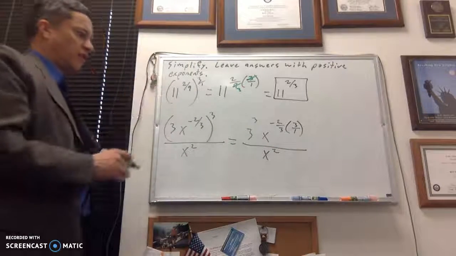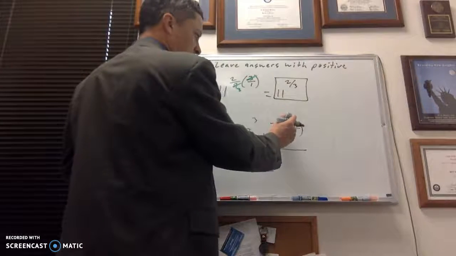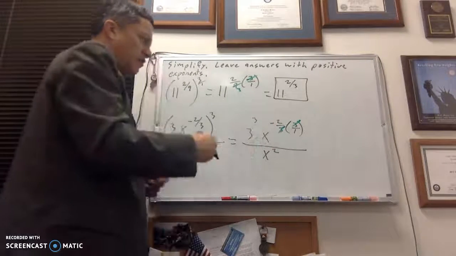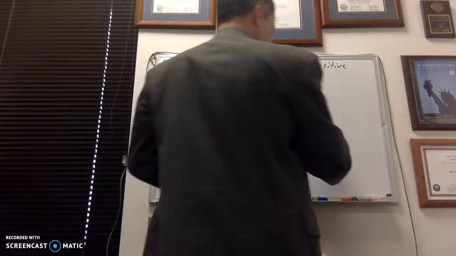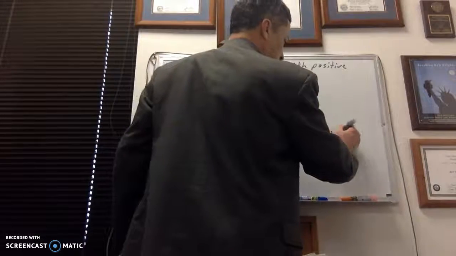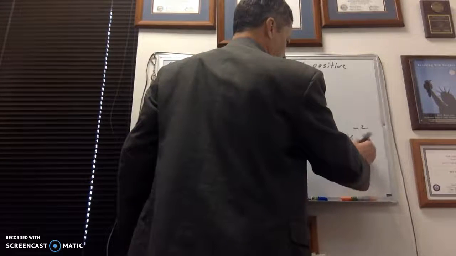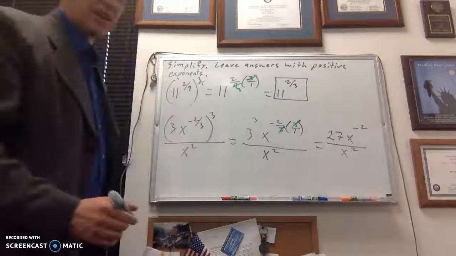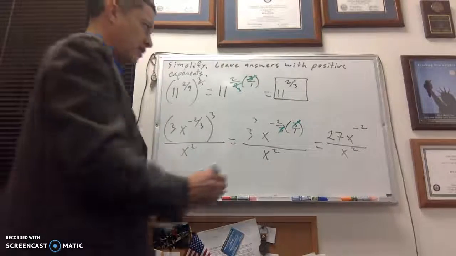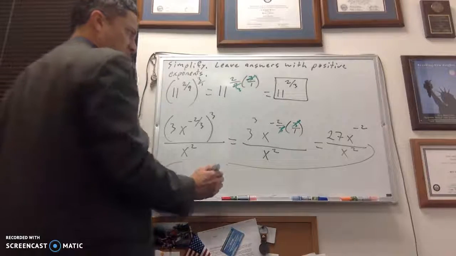Okay, I'm going to write that all over x squared still. All right. Negative 2/3 times 3 over 1, the 3's drop, so I'm left with 3 cubed, which at this point I'll write as 27, x to the negative 2 over x to the positive 2. So I'm getting closer. Let me come down here and finish it off.